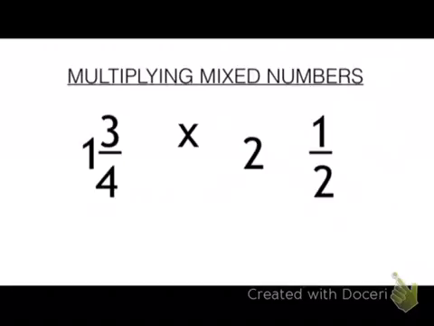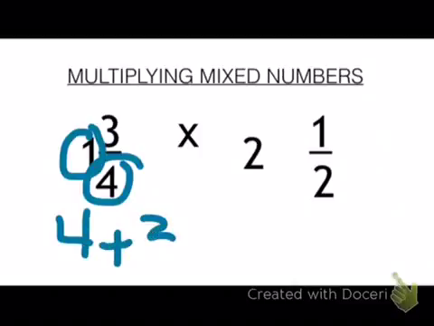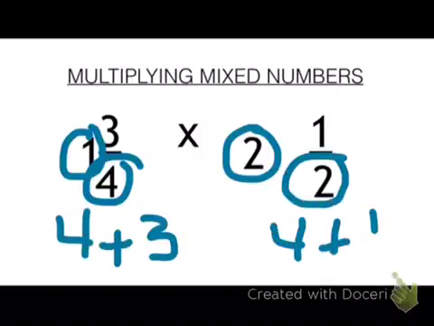Now we are going to multiply mixed numbers. Step 1. Convert each mixed number to an improper fraction. To do this, we multiply the denominator by the whole number. Then we add the numerator. Then we'll do the same for the next number. 2 times 2 equals 4, plus 1 would be 5.